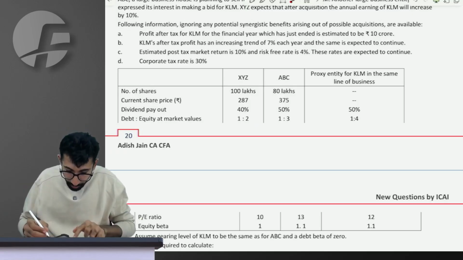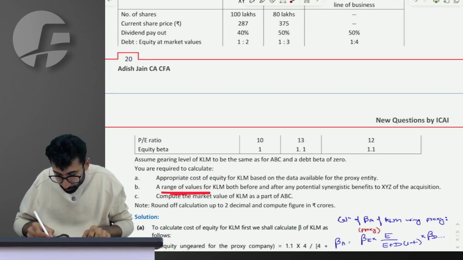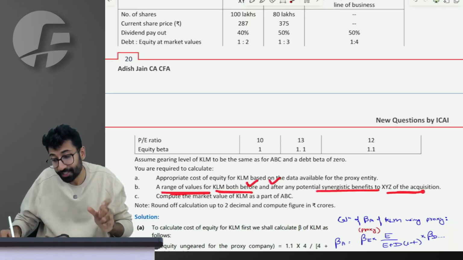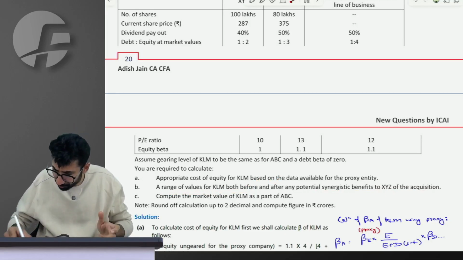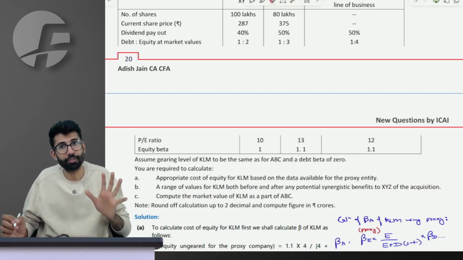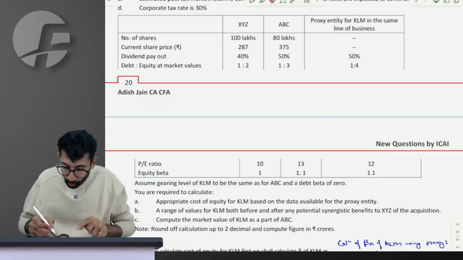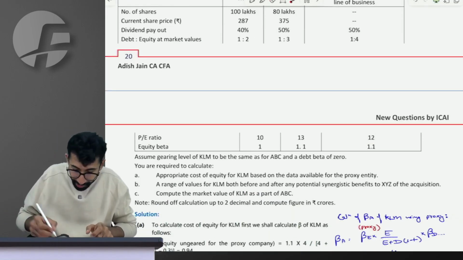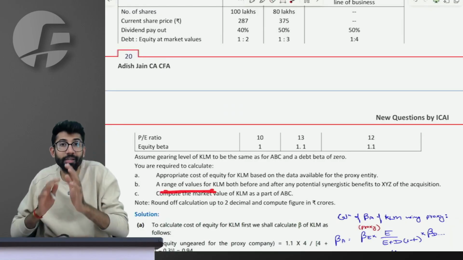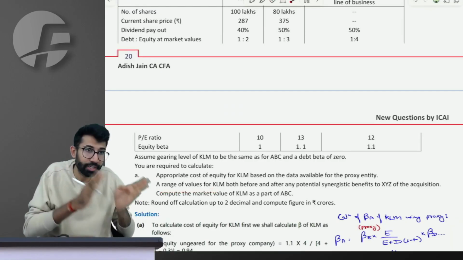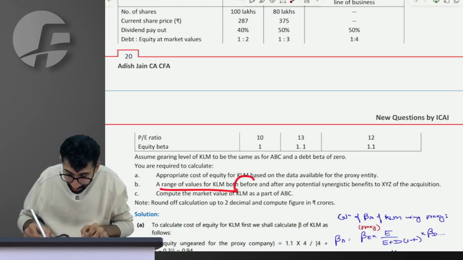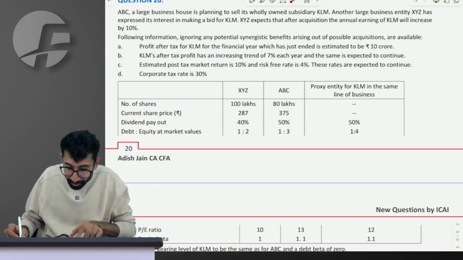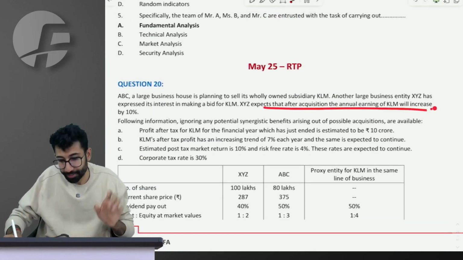Sir, part B, range of values. This question, although basic, now onwards has variations in the solution. They talk about the range of values for KLM before and after synergy benefit, the benefits to XYZ of the acquisition. Fine. Sir, I need to give not a value but the range of values, using different thought processes, of what the value of the company can be. When I give the range of values, I have to give it before and after synergy benefit. This 10% benefit was there.